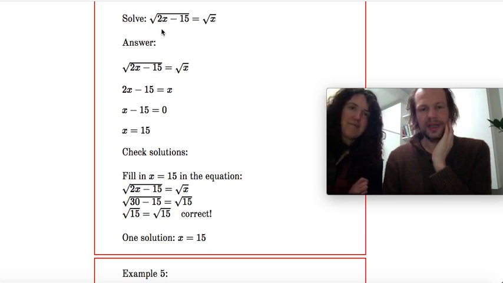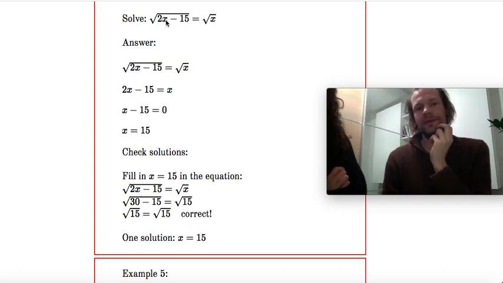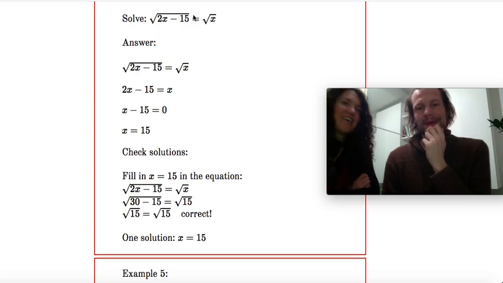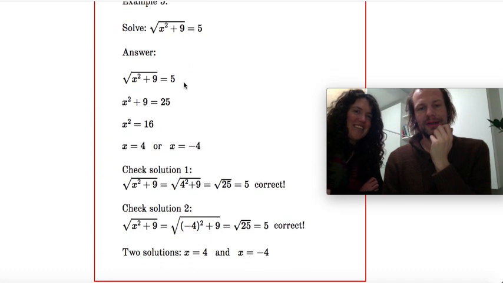So we can check it. 2 times 15, 30 minus 15 is 15. Yeah, makes sense. Okay, this is correct. Next one.